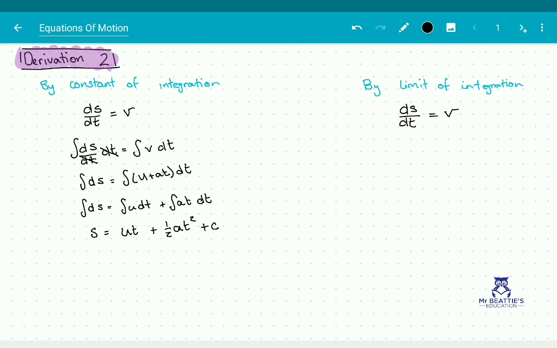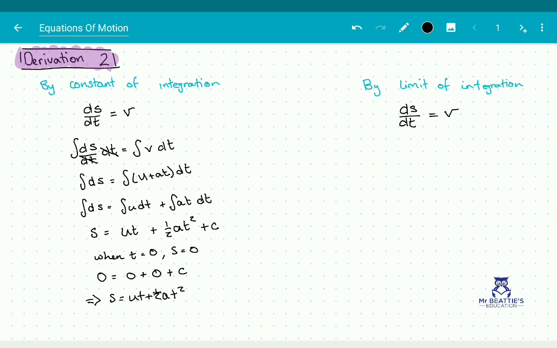Our initial conditions at this point would be when t equals 0. We've not travelled anywhere yet, so s equals 0. Okay, and so therefore 0 is equal to 0 plus c. So our c is equal to 0, and our final equation is s equals ut plus a half at squared. Now, I will say it's really important that you show this step where you cancel off the c, and don't just ignore it, because if you follow this method through, you have to show your constant of integration, or you've not properly done the derivation.